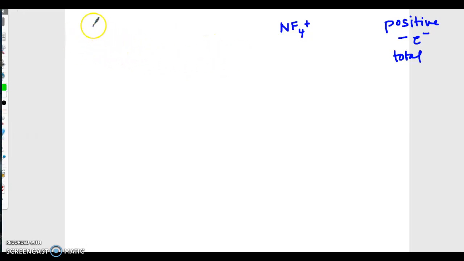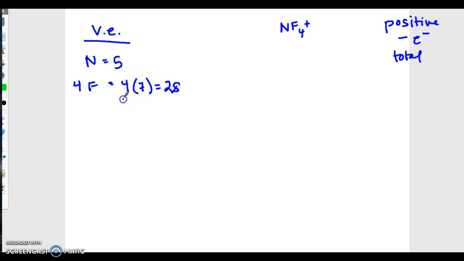I start by being an electron accountant. I figure out how many I have to work with. I've got nitrogen. Nitrogen brings 5. I've got 4 fluorines. Each fluorine has 7. That's 28. When I add those up, that gives 33, and I have an odd number of valence electrons again.